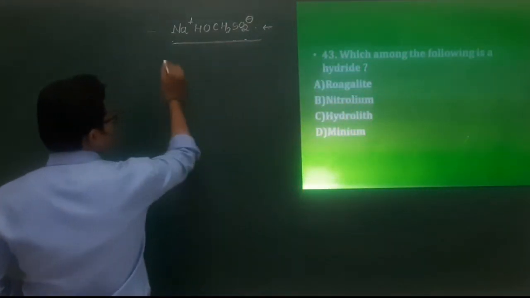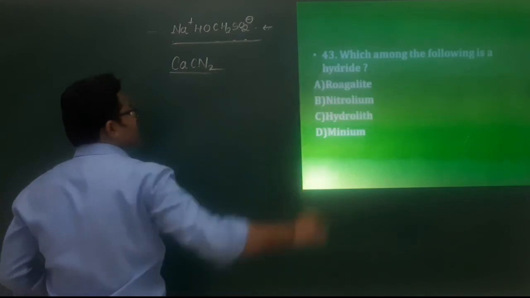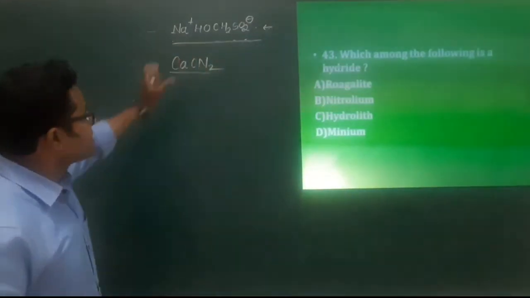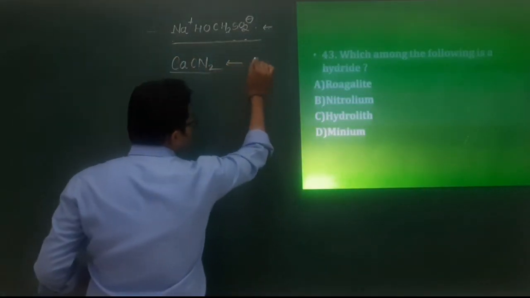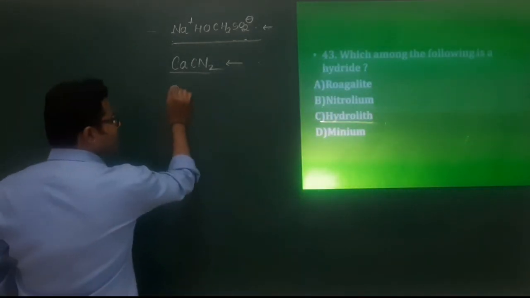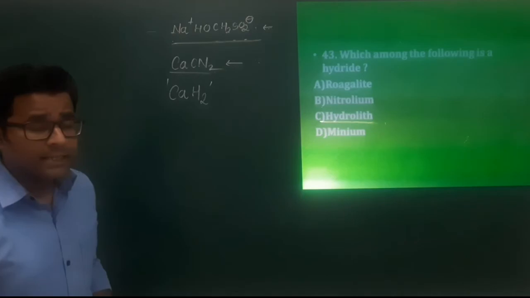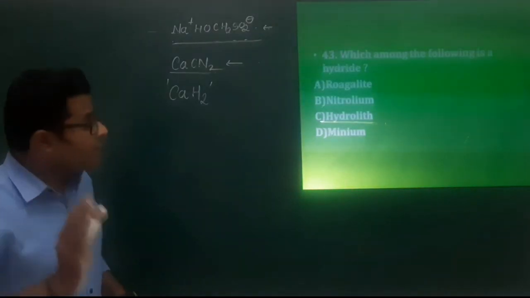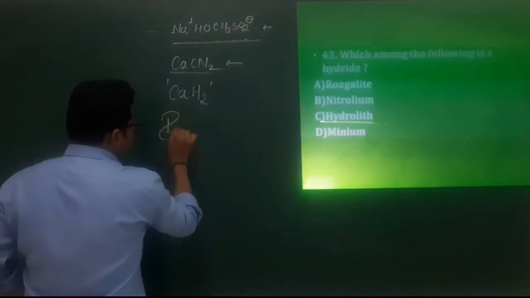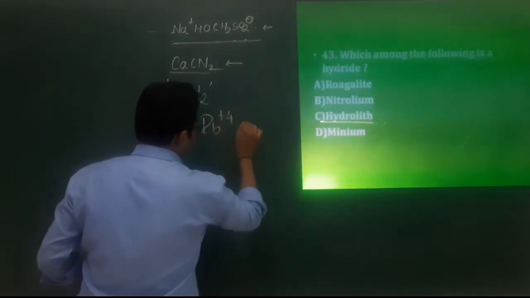Nitrolim is CaCN2, calcium cyanamide. So this is again not a hydride. While when we take a look at hydrolith, it is CaH2. That is a hydride of calcium, which is called hydrolith. Now what we have is the last one, that is minium. We have it as Pb2 plus, twice, Pb4 plus, O2.